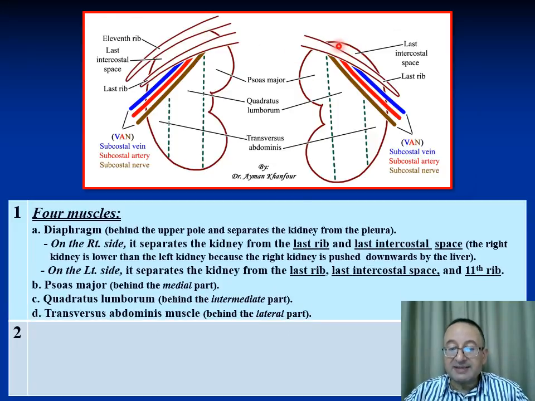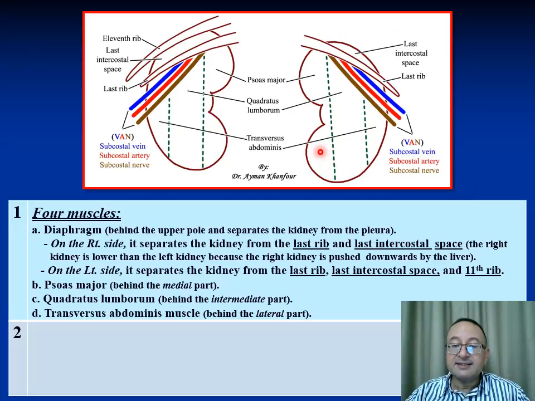But here it is separated from the back of the right kidney by the last intercostal space and the last rib, but on the left side, the 11th rib, 11th intercostal nerves and vessels, and last rib.